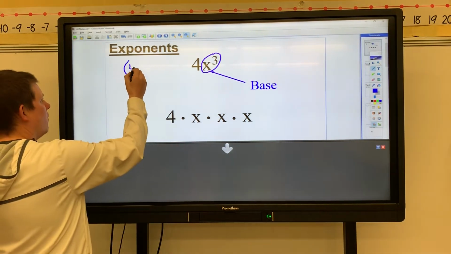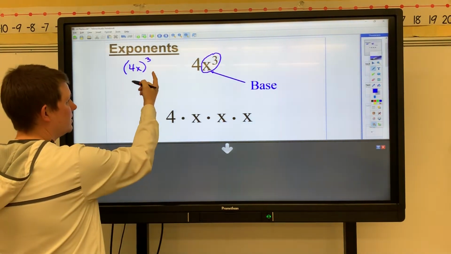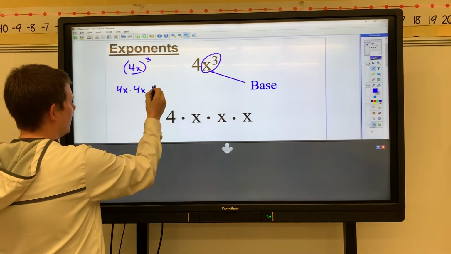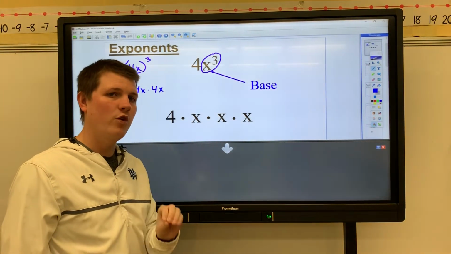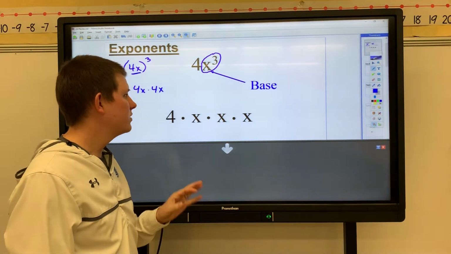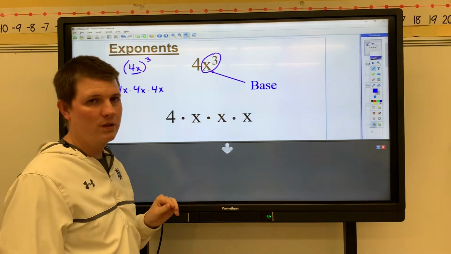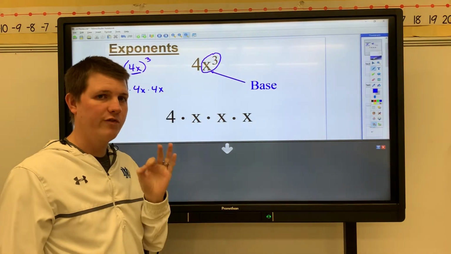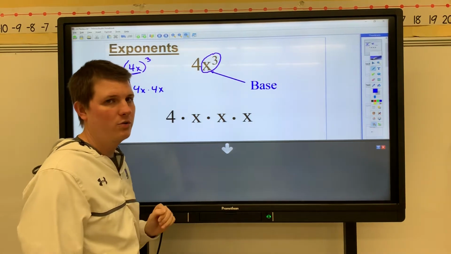Now, if it was 4x to the third, then the base would be both of these. So it would be 4x times 4x times 4x. But when it's just like this, the 3 only goes with the x, not with the 4. It's very, very important through this whole chapter that we're starting today to understand what the base is. The base is the part that goes with the exponent. So in this case, the 3 goes with the x, not with the 4. You have to always be able to identify the base, and you'll see why when we start doing some examples.